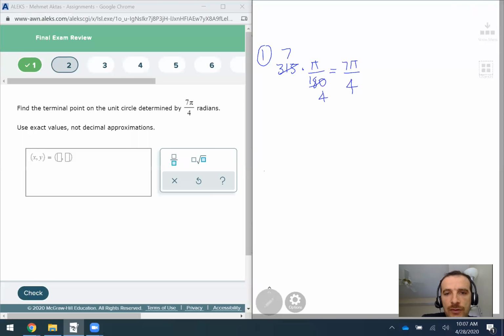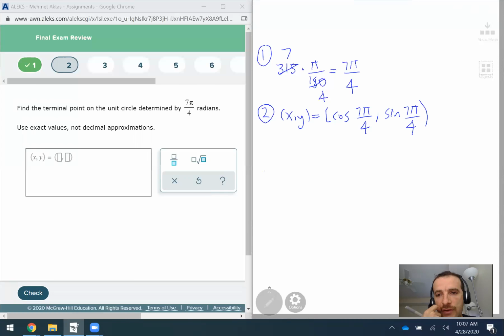Okay, so if you remember on the unit circle, the cosine gives the x coordinate and sine gives the y coordinate. So briefly, I can say that x comma y is equal to cosine of 7 pi over 4 comma sine of 7 pi over 4. So what is cosine 7 pi over 4? 7 pi over 4 is the same angle, right? 315. So it is somewhere here. This angle is 45.